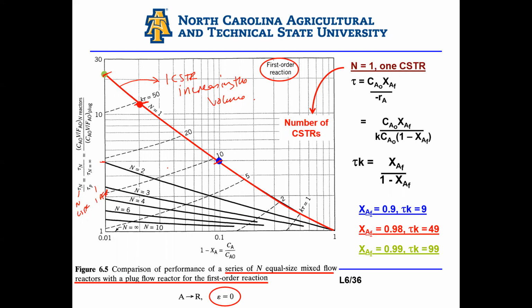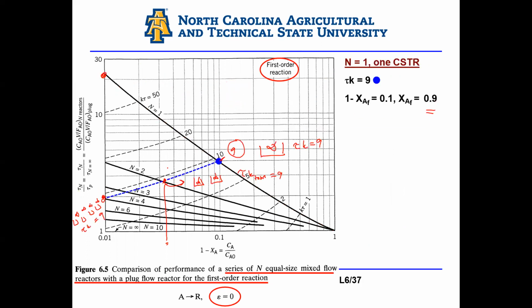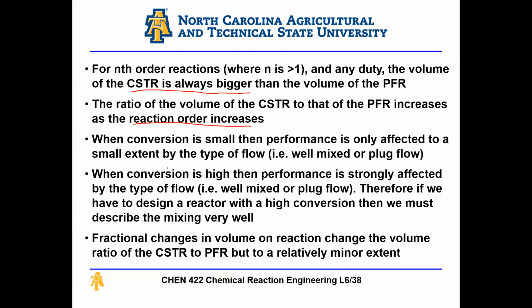And these conclusions are all shown here. When the conversion is high, the performance is strongly affected by the type of flow. So this is what we just said. If you're designing a reactor with high conversion, you must describe the mixing very well. And this is a very important point. And then fractional changes in volume on reaction change the volume of the CSTR to PFR, but to a relatively minor extent. Okay.